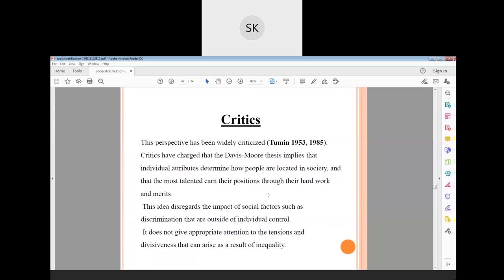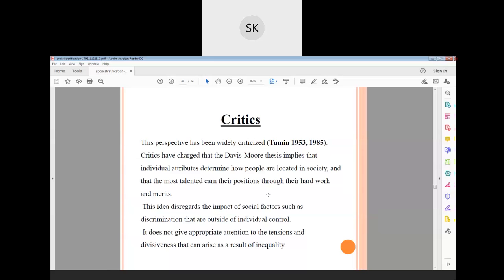This is what they are saying: that individual attributes determine how people are located in society. That is my individual attributes, my individual characteristics, and that the most talented earn their position through their hard work. If I am talented enough to hold that position, I will attain it by my hard work and merit. This is what they said.